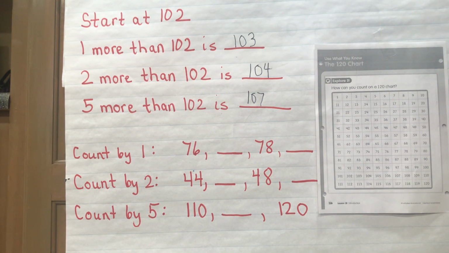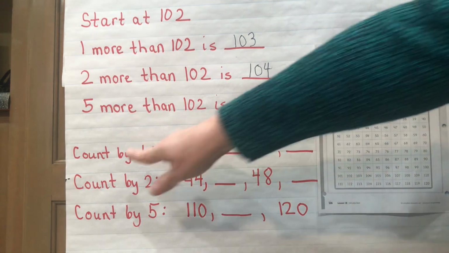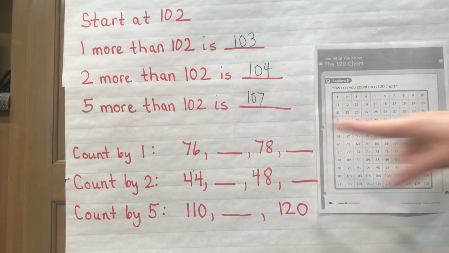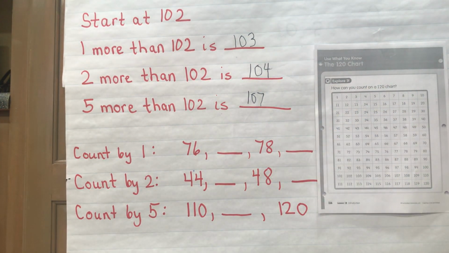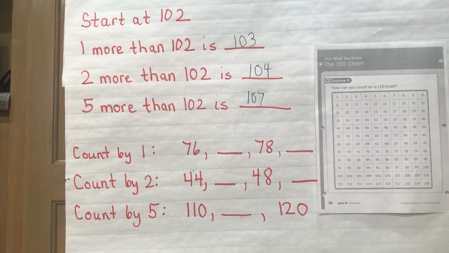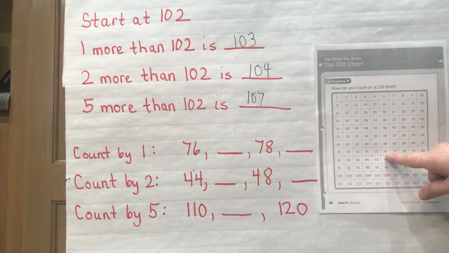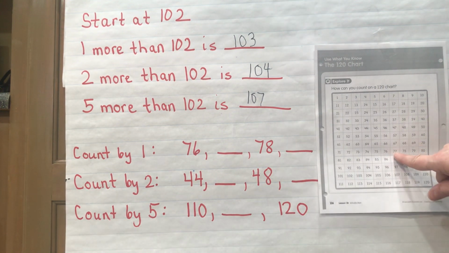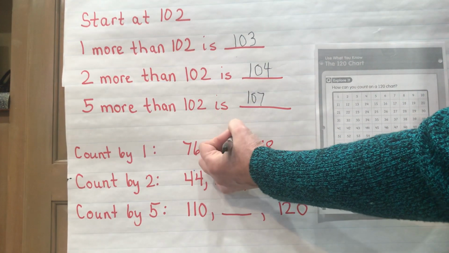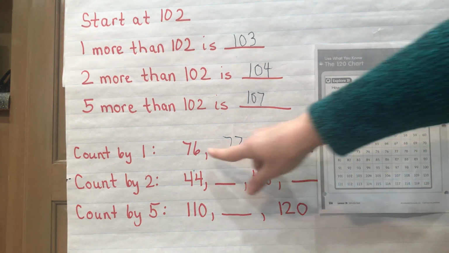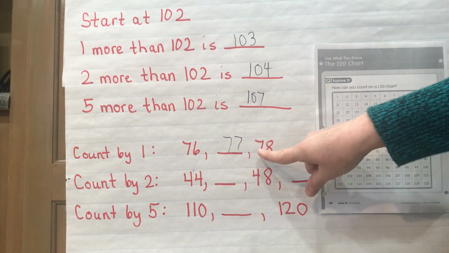Now, let's look at another kind of problem that you're going to have to do on this quiz. It says count by 1. So it says 76, 78. So 76, I know, okay, I need to find 76 on my 120s chart. There it is. And it told me to count by 1, so I go over 1 and I see 77. So then I just write 77. So then I have 76, 77, 78.